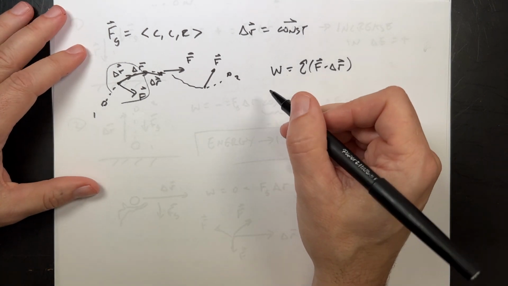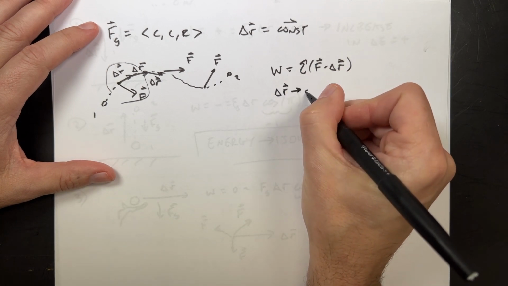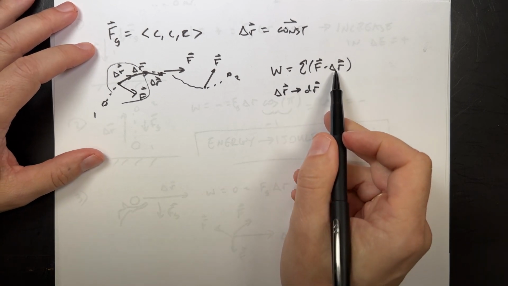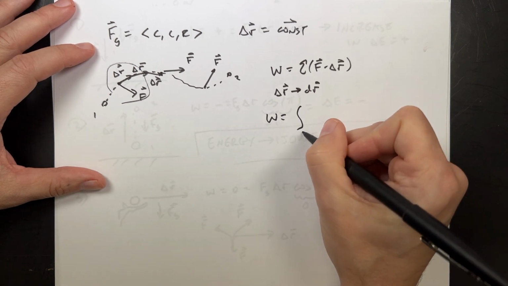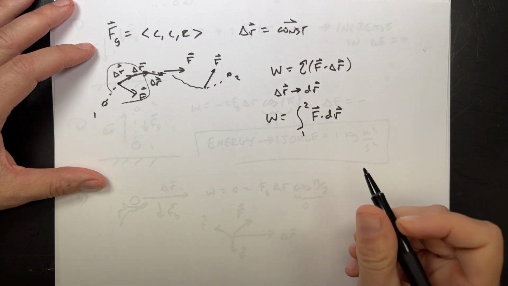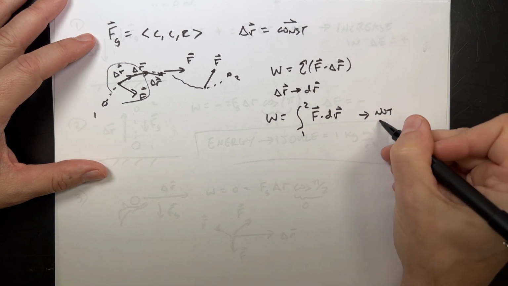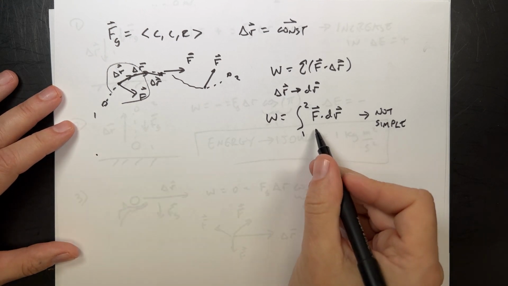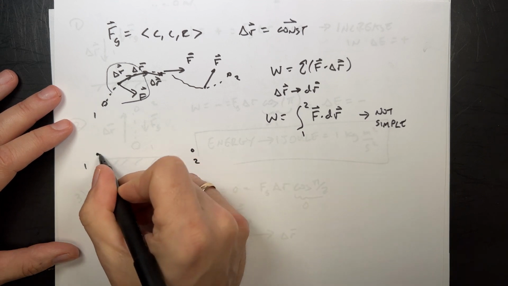It turns out, though, I could also do this. If I let delta R go to dr as an infinitesimal step, then this sum of infinitesimal steps becomes an integral. So I get work is the integral from point 1 to point 2 of F dot dr. Now, this looks simple, but it's not. Put a note here. Not simple. Because what if I want to do F dot dr going from point 1 to point 2, and I go this way?